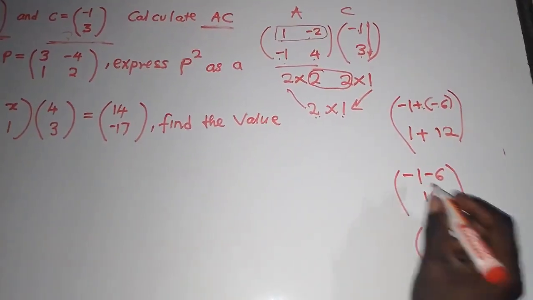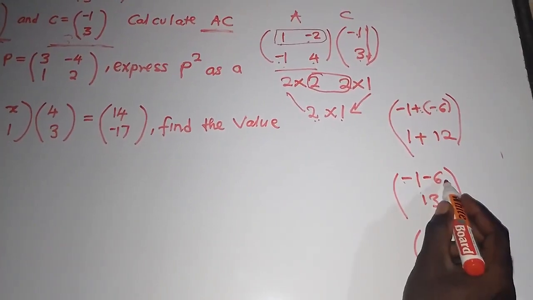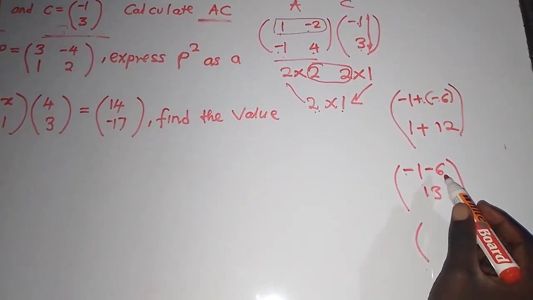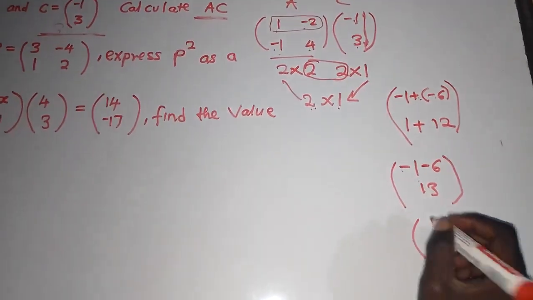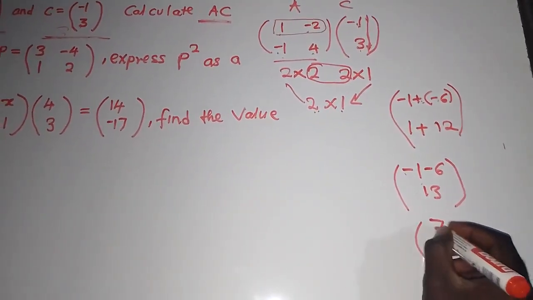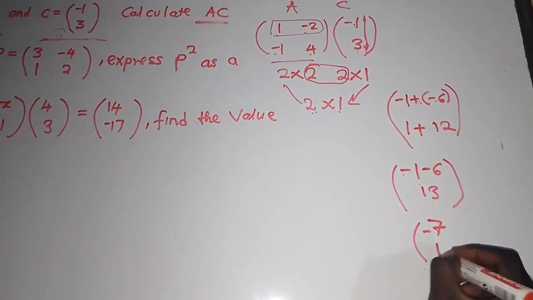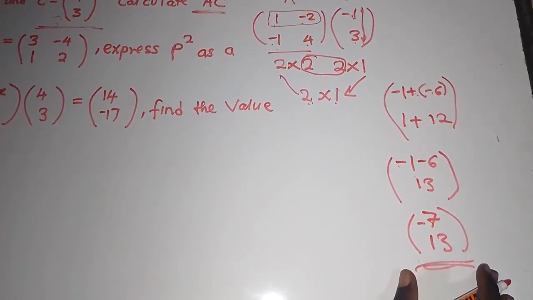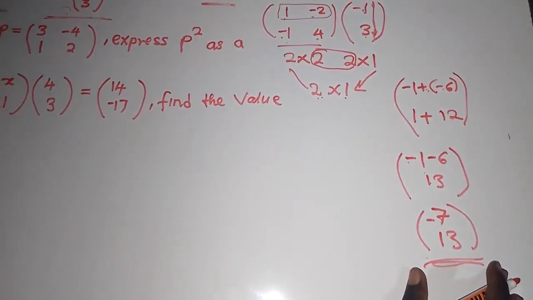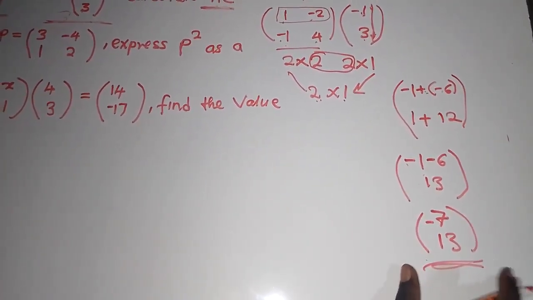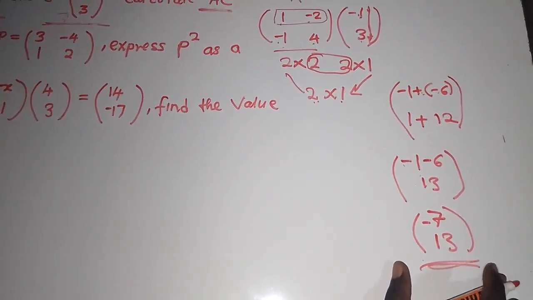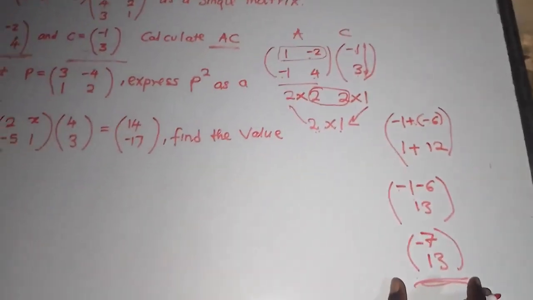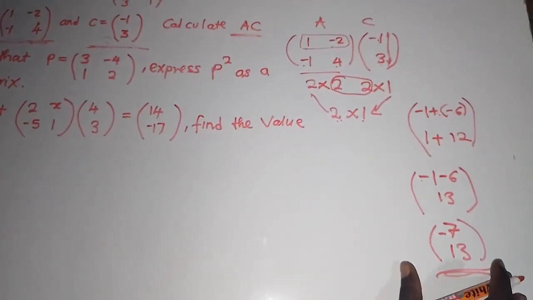So the answer is -1 minus 6, which is -7. I told you that same signs, you need to add then maintain the sign. So you add, this is 7, maintain the sign, negative, then 13 down like this. This is our answer. This is how we get to answer that one. So let's make sure we understand this part correctly and very well.